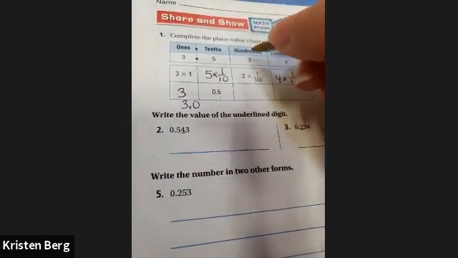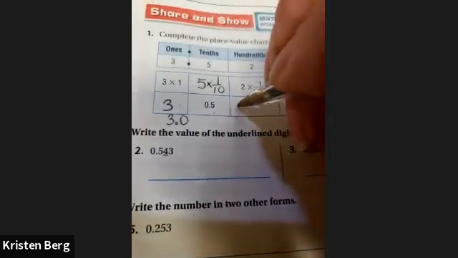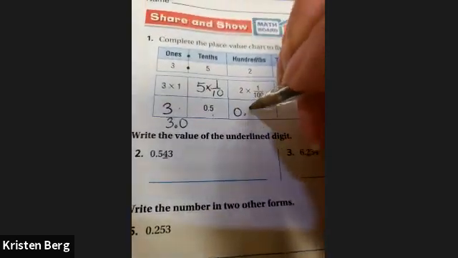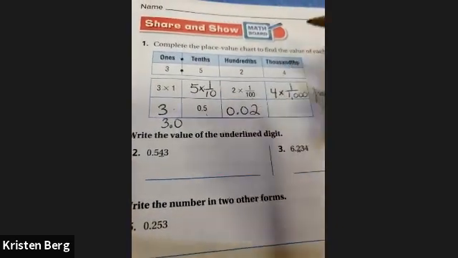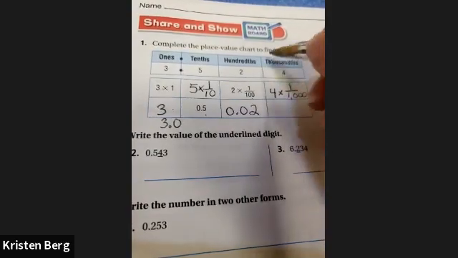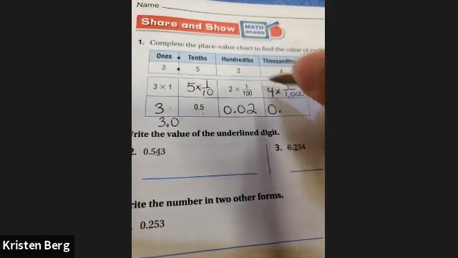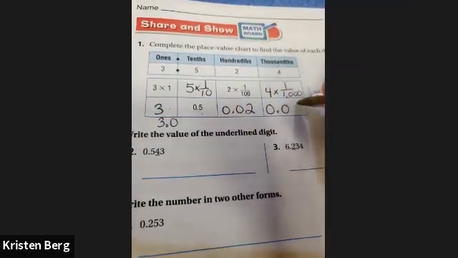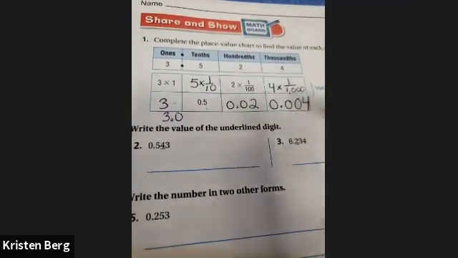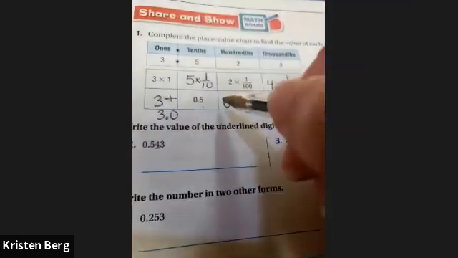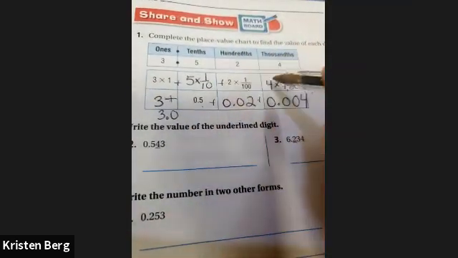Here, we're just worried about this 2. So again, everything before it is zeros because we're only worried about that 2. And then this becomes a 2. And then the last one, again, everything before would be 0. So a 0, decimal, 0, 0, 4. So that is what your answer would be if you add them all up.